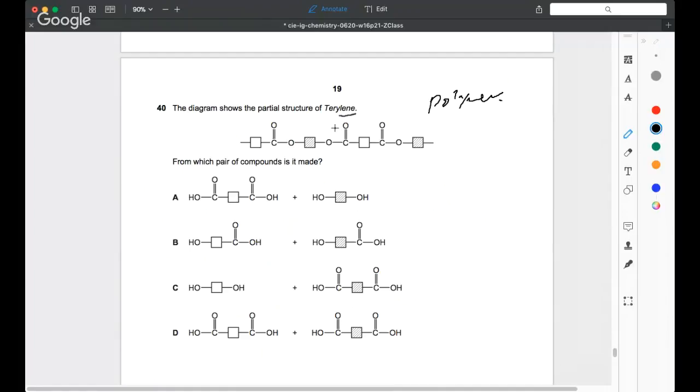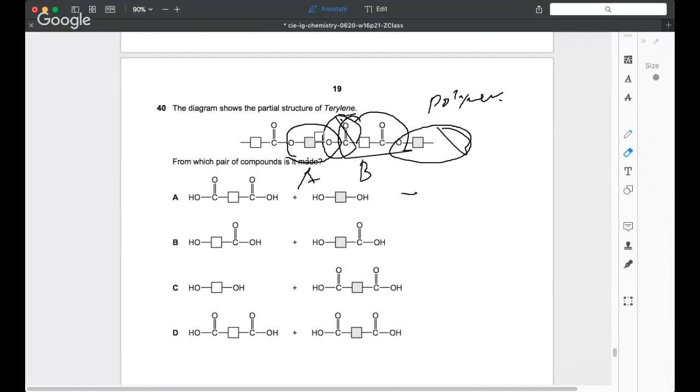The last one, again, we have a polymer, and we need to find the monomer. There are actually two different monomers involved in this case. The first monomer, you can immediately say that this is a monomer, and the second monomer you can see is here. We call it A and this one B. In this reaction, we have an ester linkage here. An ester linkage is produced from an alcohol group and a carboxylic group.